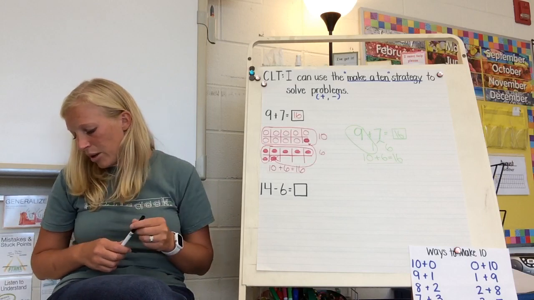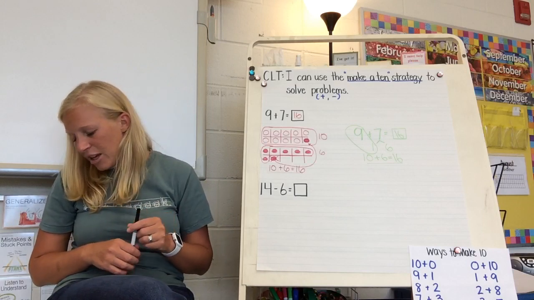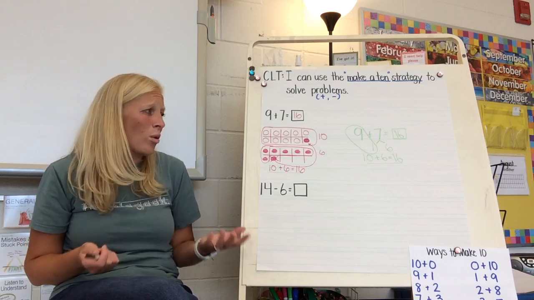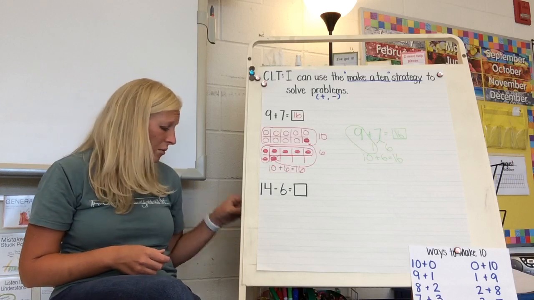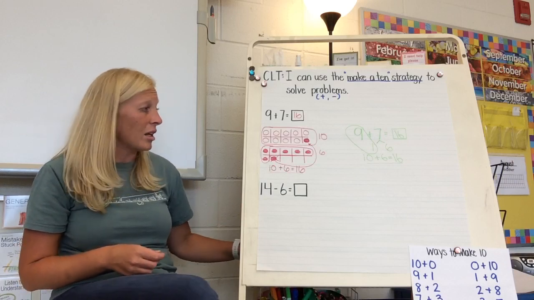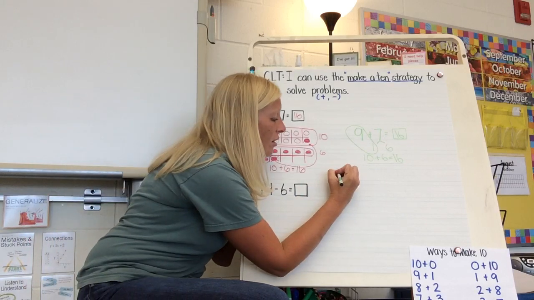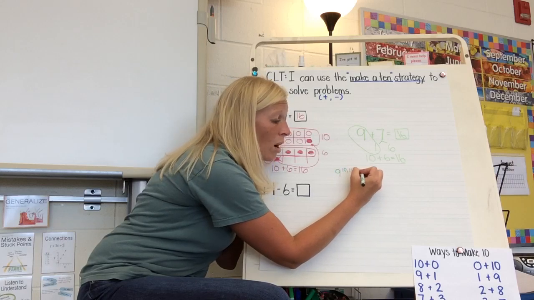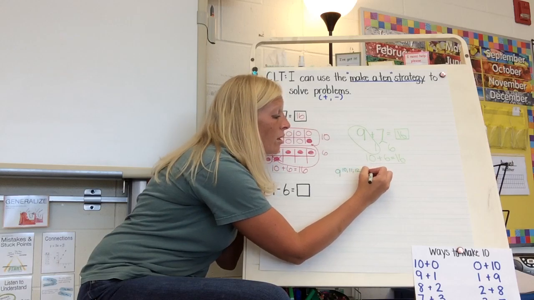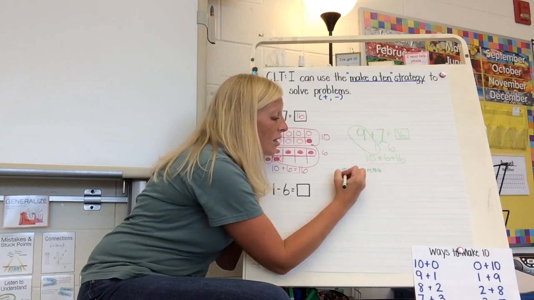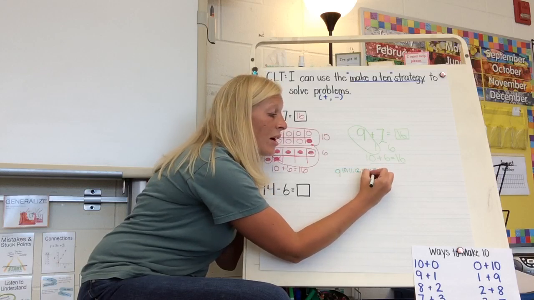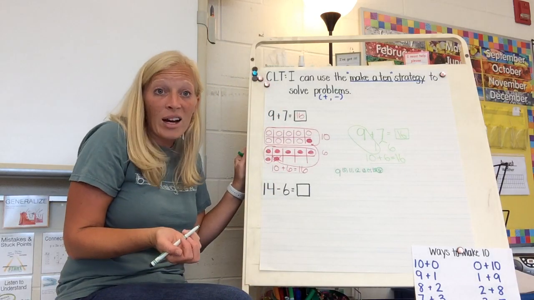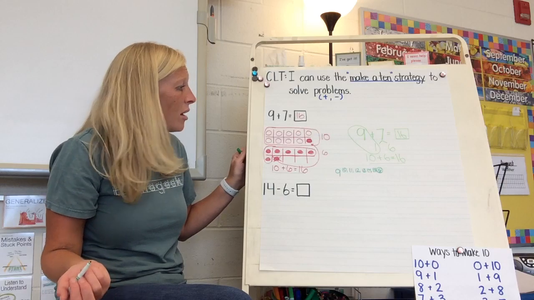Absolutely. There was one other thing I wanted us to think about. Why does it make it easier to solve? Why would you want to make a 10? Because I could very easily start at 9 and count on 10, 11, 12, 13, 14, 15, 16. 1, 2, 3, 4, 5, 6, and 7. And I land on 16 and I get my right answer, right? I can do that. That's a great way to solve it.